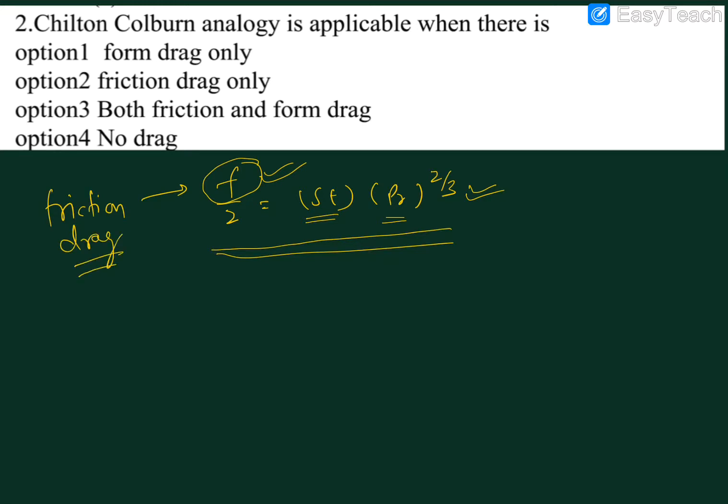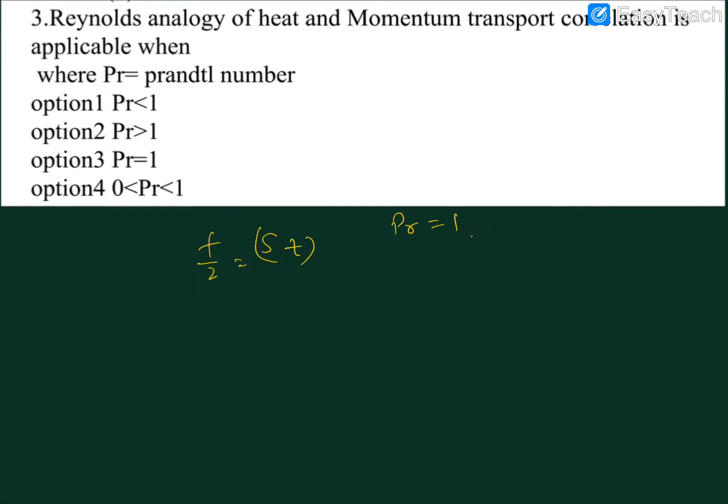There is no form drag expression in this equation, and form drag comes due to delta P. So in this equation there is no delta P here, so there is no form drag. Only friction drag is used to calculate the friction. That is why we don't use form drag. Form drag comes when delta P is used. There is no delta P used here, so that is why our answer will be friction drag only.